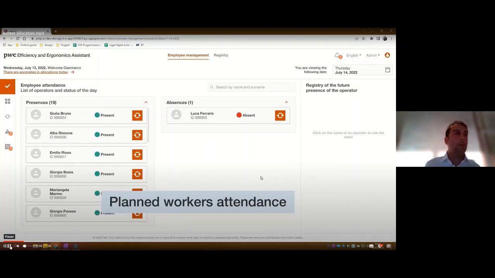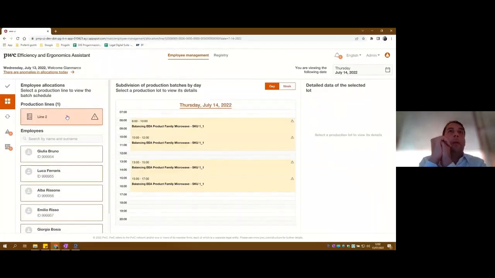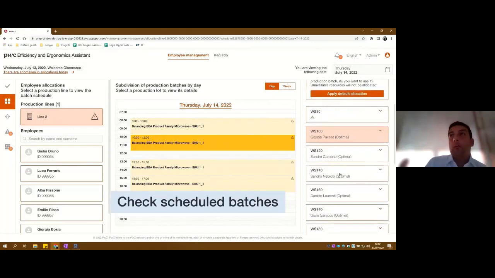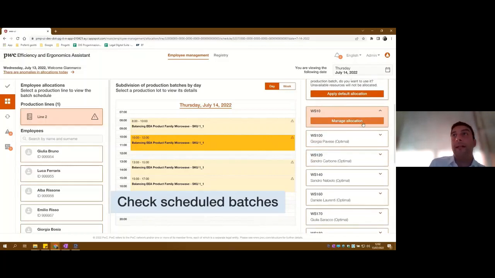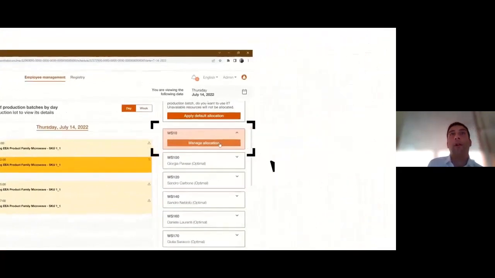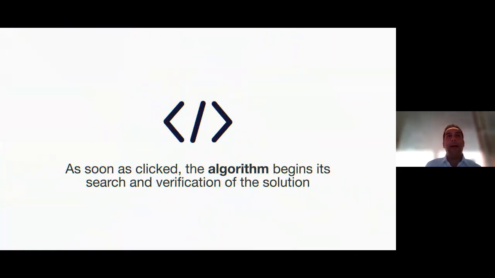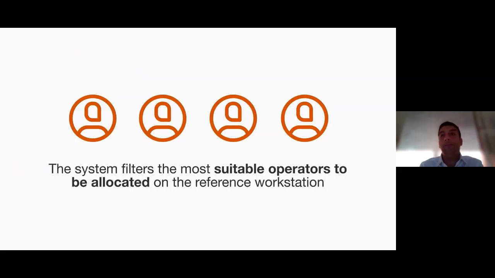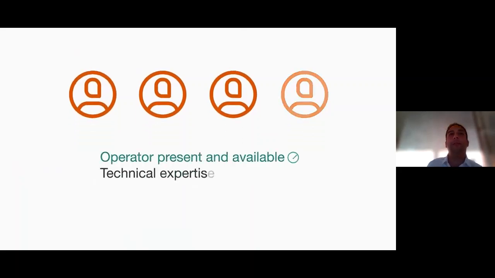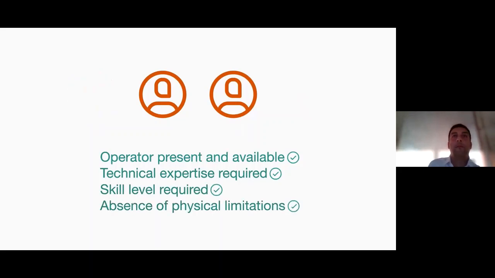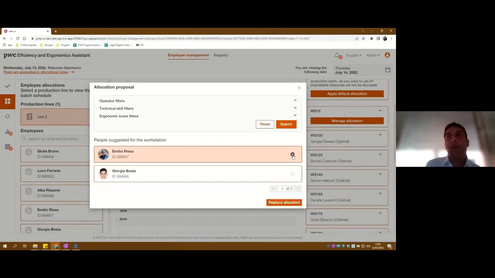I hope you can see. So here we see the scheduled production line, and we can see how, retrieving the information from the standard balancing, the allocation of a worker can be performed directly by the team leader running an algorithm. And it proposes the suitable workers to be allocated to a specific workstation.